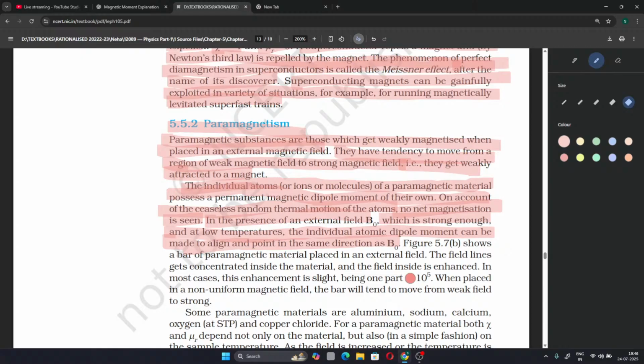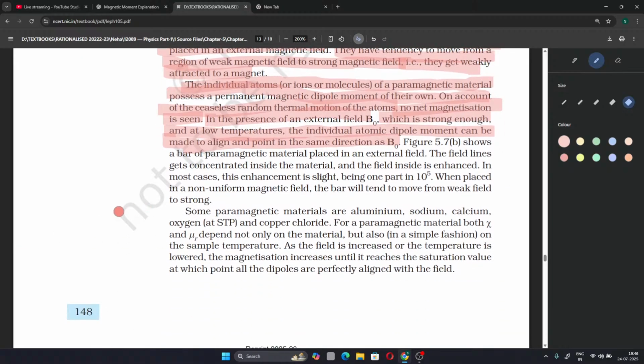Due to random thermal motion of the atoms, there is no net magnetization seen. But in the case of an external field B naught, which is strong enough and at low temperatures, the individual atomic dipole moments can be made to align and point in the same direction as B naught. Maybe they suggest low temperatures because the thermal motion is reduced at low temperatures, and we can align them more easily, I guess.